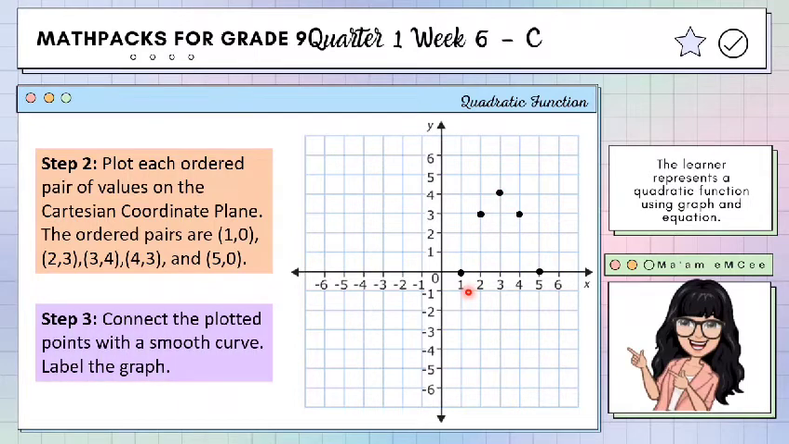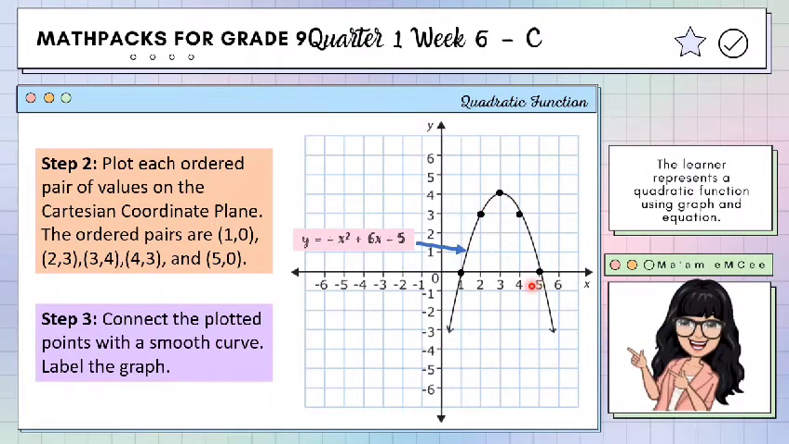Now our step 3 would be to connect these plotted points with a smooth curve. So we will be making our parabola. So our parabola will look like this one, and then we need to label the graph. So again, this is the graph of our quadratic function y is equal to negative x squared plus 6x minus 5. So this is our parabola.